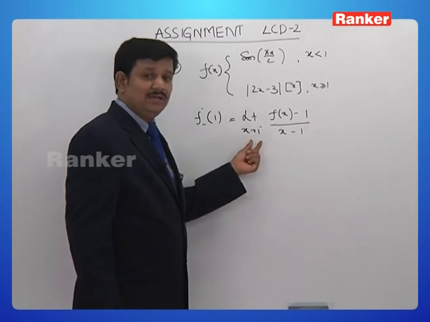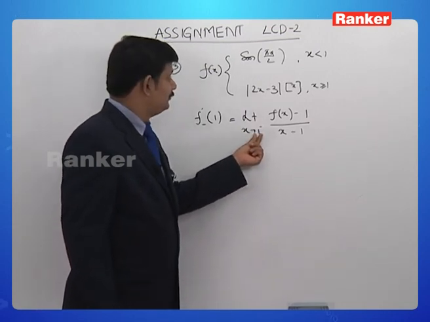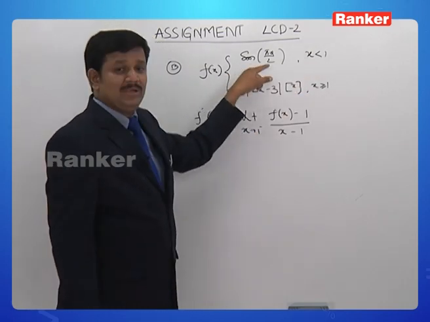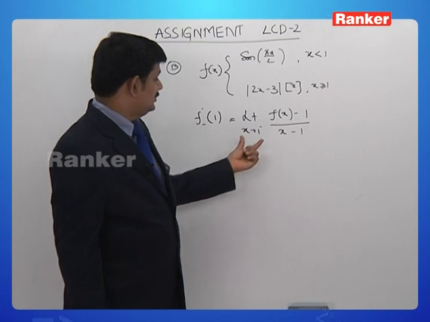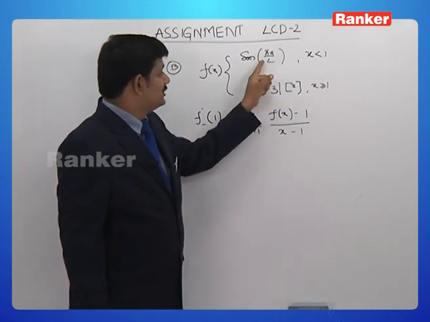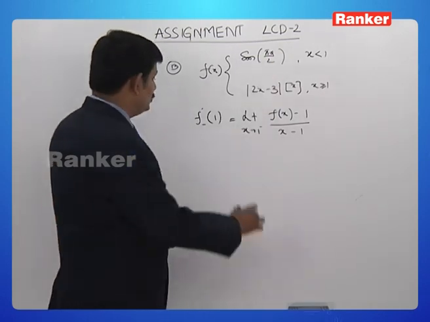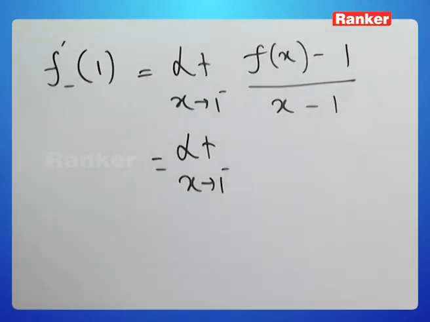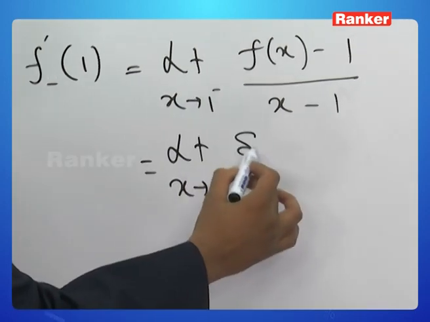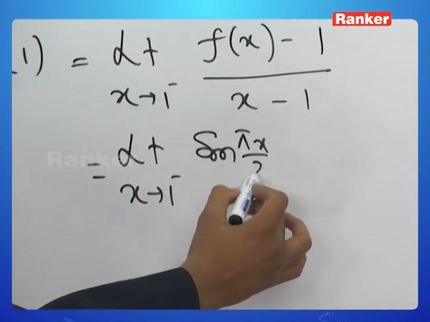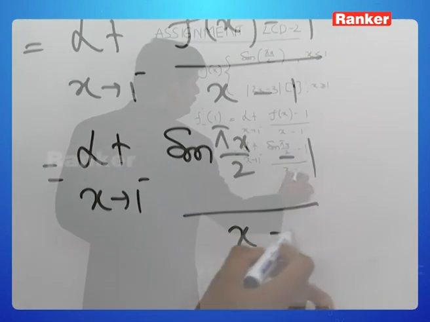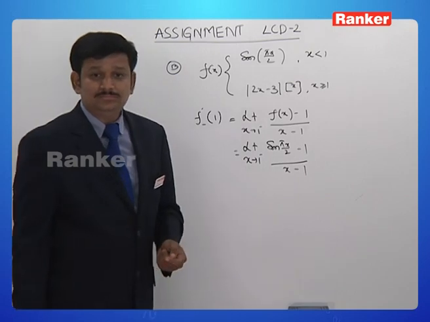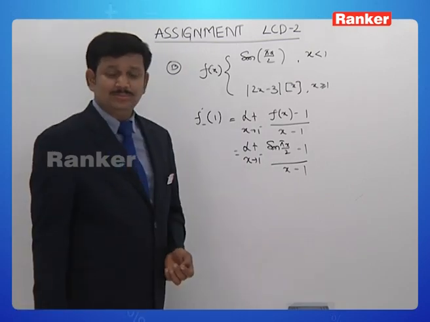As x tends to 1 minus, x is slightly less than 1, and when x is slightly less than 1, f of x is given by sin pi x by 2. So, this limit is going to be limit x tending to 1 minus sin pi x by 2 minus 1 divided by x minus 1. This is a 0 by 0 form. We can evaluate it by simple L'Hospital rule.